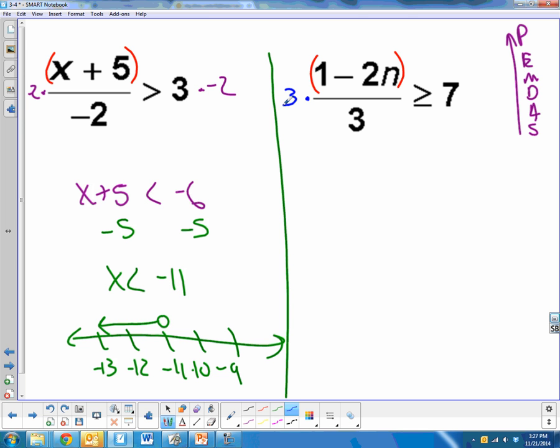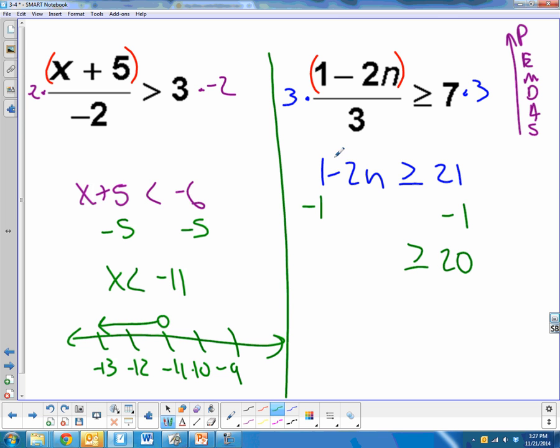I'm going to multiply both sides times 3. I get 1 minus 2n. I multiplied by a positive number, so I leave the symbol alone, 21. Now I'm still solving for n, so I need to go backwards through PEMDAS. I need to get rid of this 1. 1 minus 1 is 0. 21 minus 1 is 20.